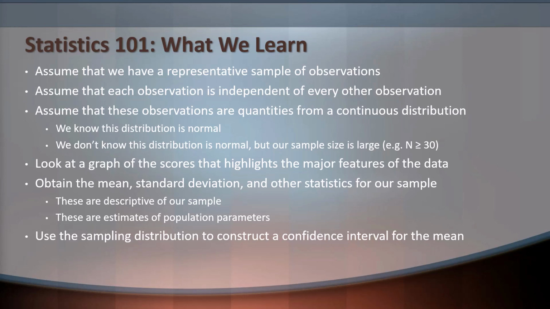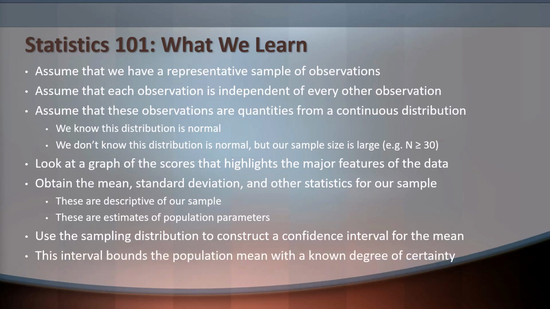We can use that sampling distribution to construct a confidence interval. And most commonly in Statistics 101, that's a confidence interval for the mean or the center of the distribution. This interval then bounds the population mean with a known degree of certainty. This is, in a nutshell, the main points that we learn in a first statistics course.